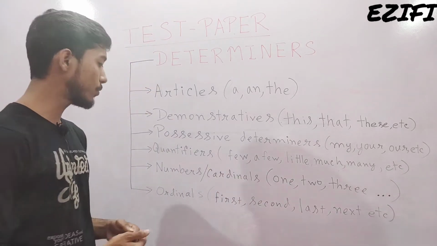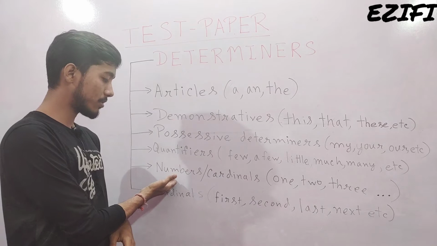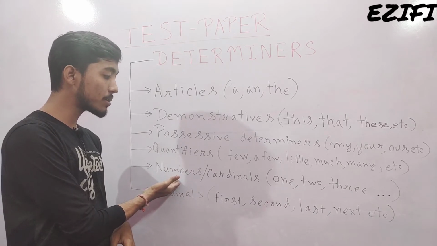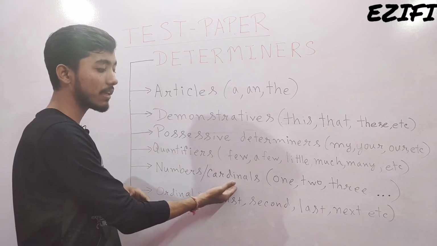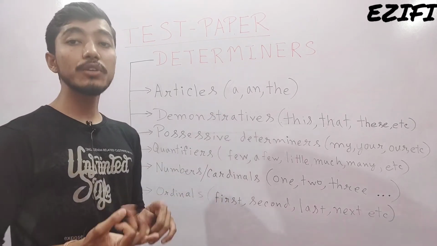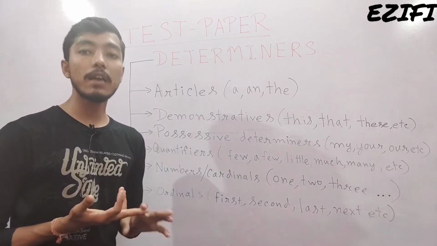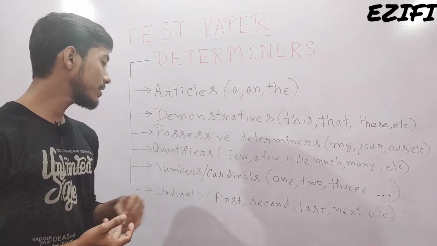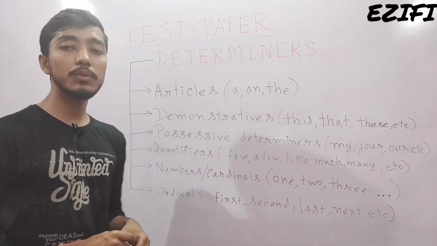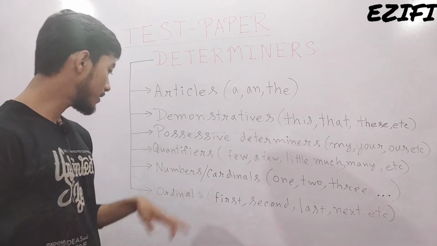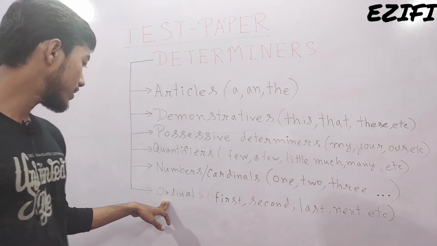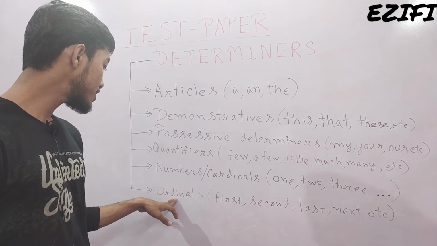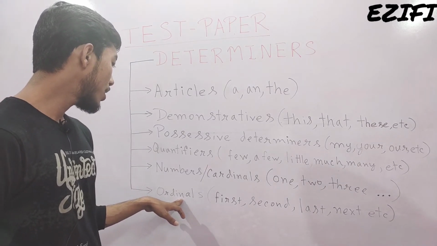Next we will move on to numbers. Simply these are called numbers, or grammatically, if we are to be correct, then we have to say cardinals. Cardinals like 1, 2, 3, we can simply call them numbers as we usually do. And next we will move on to ordinals. These are the last kind of determiners.